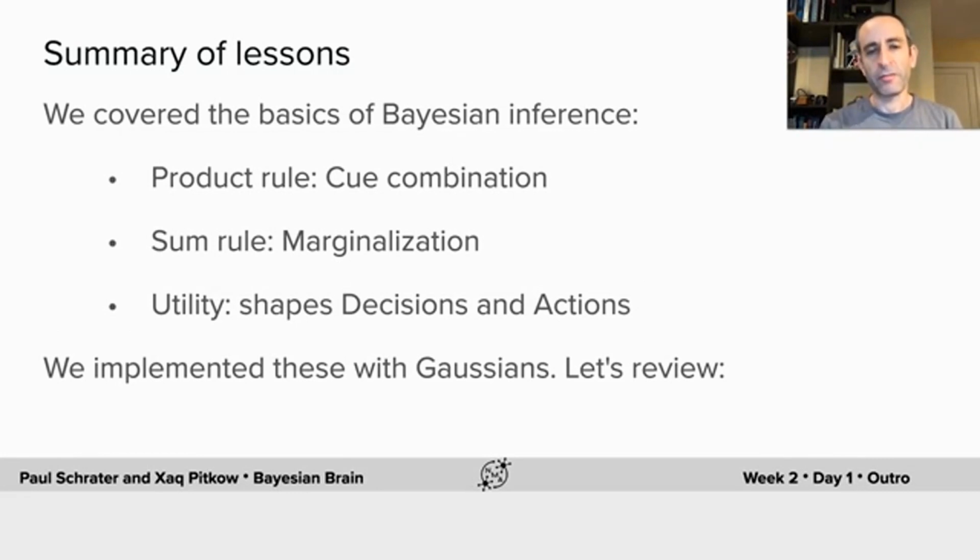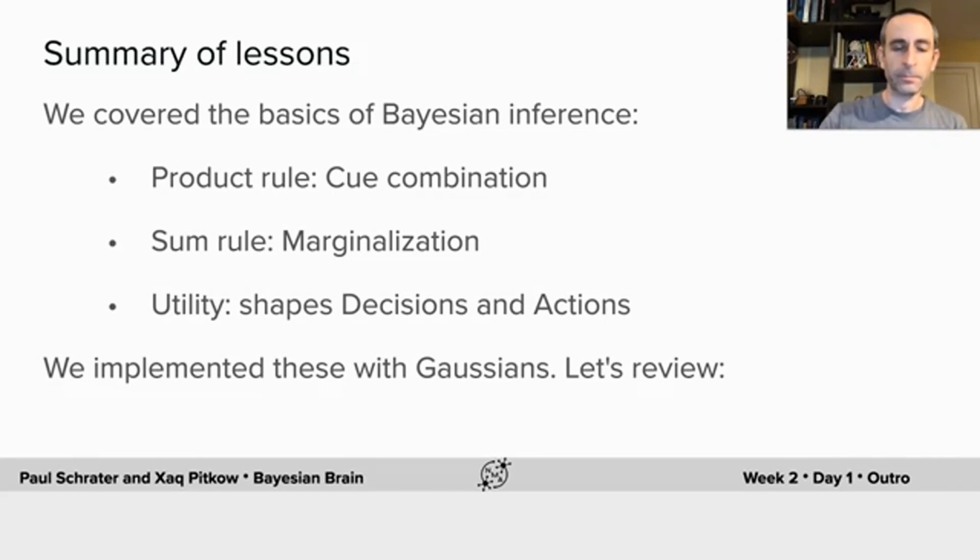First, let's summarize what we've learned. We covered the basics of Bayesian inference, in particular, the product rule and the sum rule. The product rule we used to understand cue combination, how you can combine different forms of evidence about the same underlying variable. And the sum rule, which taught us how to ignore or marginalize some variable that was not directly relevant to the task. When we were making decisions, we had to weigh those probabilities according to their utility, and that helped us shape our decisions and actions. And we implemented all of this thinking about Gaussian problems.